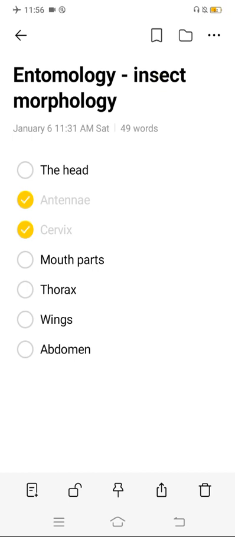So which are the major types? The types of antennae: setaceous antennae, filiform antennae, moniliform antennae, serrate antennae, pectinate or flabellate antennae, clavate antennae, capitate antennae, lamellate antennae, geniculate, plumose and pilose, then aristate antennae, along with stylate antennae.